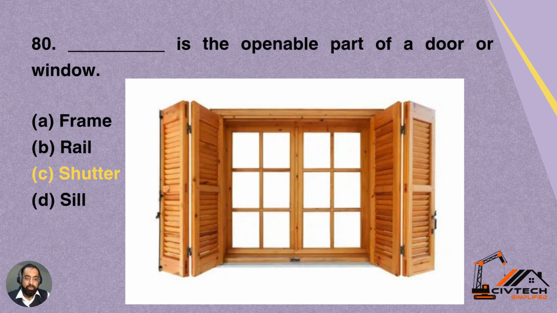Question 80 is regarding windows. Dash is the openable part of a door or window. What is the openable part of a window or door frame? Option A is frame. Option B is rail. Option C is shutter. Option D is sill. So the openable part of a door or window is called shutter. It is also called a leaf, door leaf, but here the option available with us is shutter. Shutter is the part which is going to be opened and closed, and frame is the fixed part.